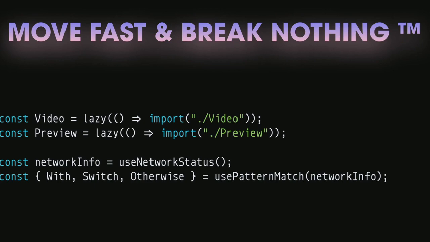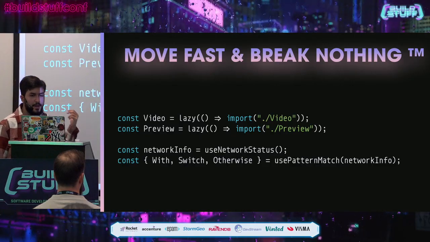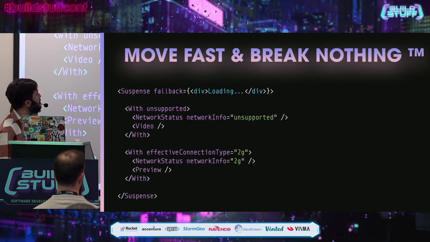So what I have here is two components. I have a video component and a preview component, and I'm conditionally loading them. So they're going to be two chunks of code in the end. And here I'm using useNetworkStatus from that library I showed for network information, and usePatternMatch from the pattern matching library I just showed. So the code looks like this.